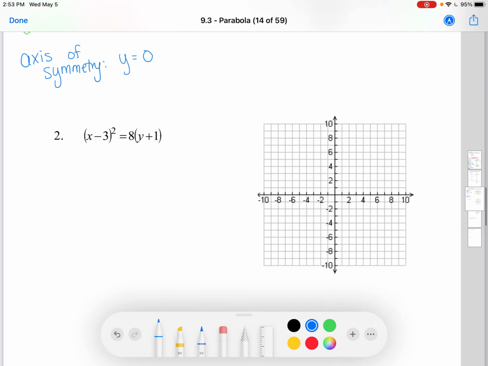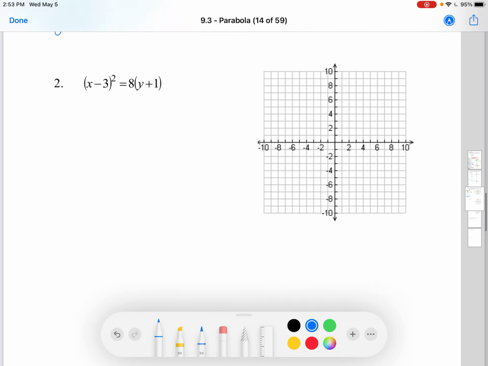So let's go ahead and try question 2. Same idea. Before we even get started, we're going to assume we don't know what shape we're going to get given. So I see I have a singleton for my y, just one y. But then the x is getting squared. And because I see only one is a perfect square and the other one is not, then I know that I am working with a parabola.